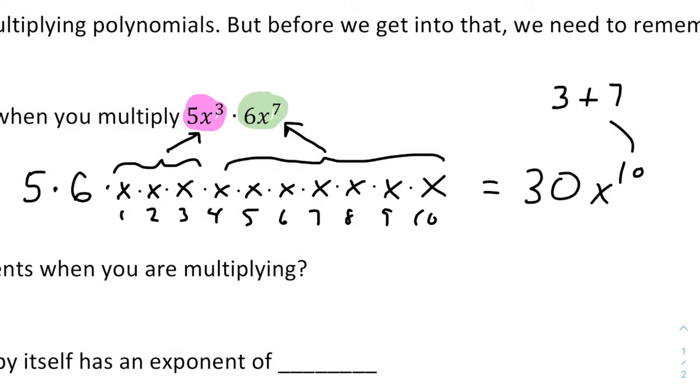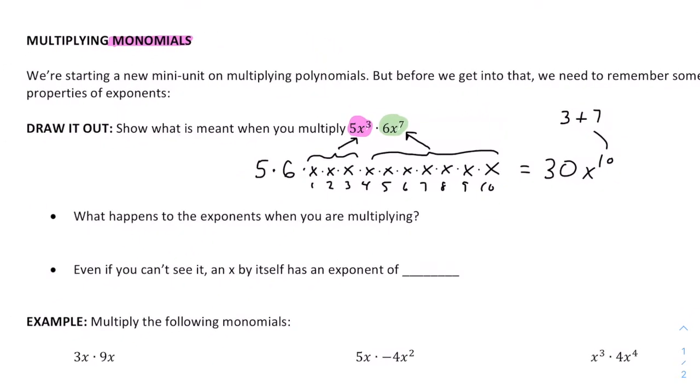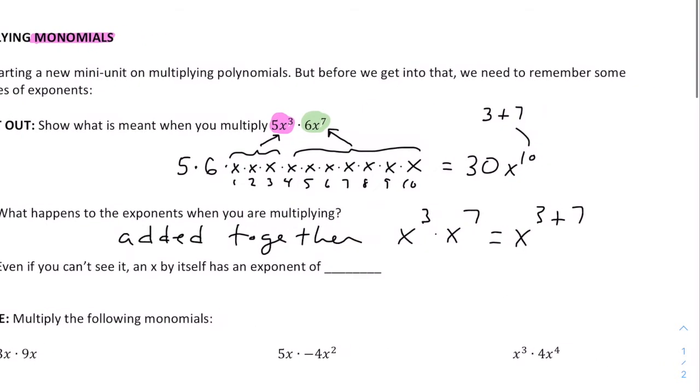All right. So I think the first question here, what happens to the exponents when you are multiplying? Well, what happens to them is they are added together. All right, the exponents are added together. All right, and I can even show you here. So we have x to the third times x to the seventh equals x to the 3 plus 7, or x to the 10th. All right, so that's the example of what happens to the exponents when you are multiplying.